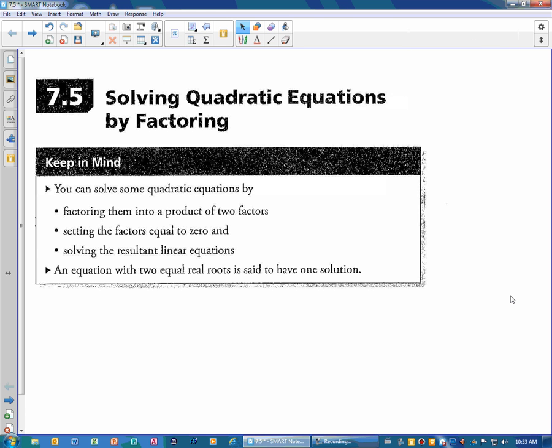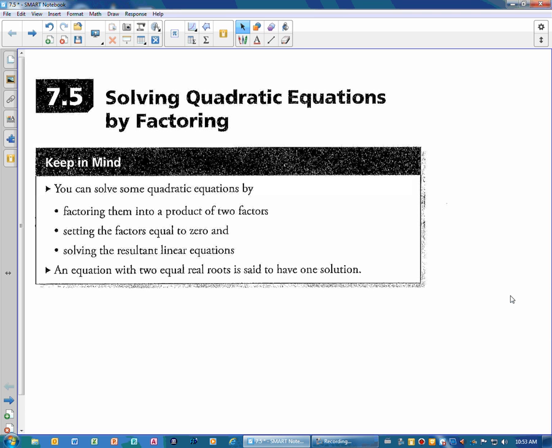Okay, section 7.5, solving quadratic equations by factoring. More factoring, it's not going away. Okay, so today we're just solving, we're not graphing, although I might graph them quickly just to show you what they look like, but we're factoring.